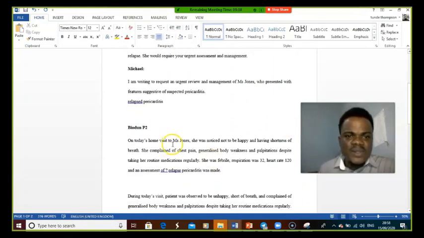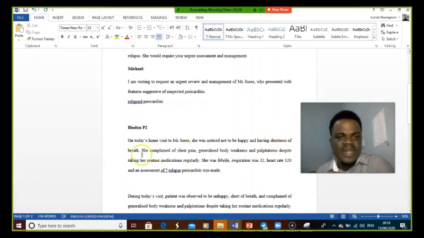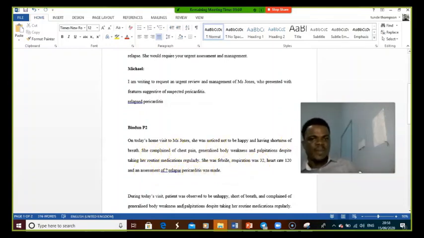Biodun said: on today's home visit to Miss Jones, she was noticed not to be happy and having shortness of breath. She complained of chest pain, generalized body weakness, and palpitations despite taking her routine medications regularly. She was febrile, respiration was 32, heart rate 120, and an assessment of question mark relapse pericarditis was made. What do you guys have to say about this?